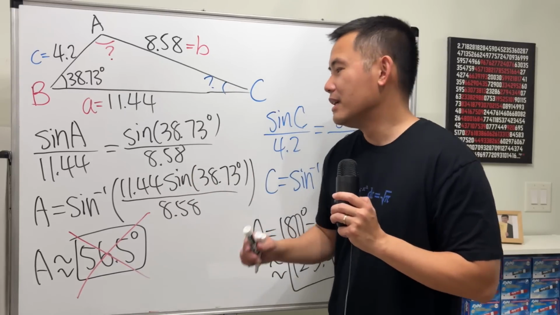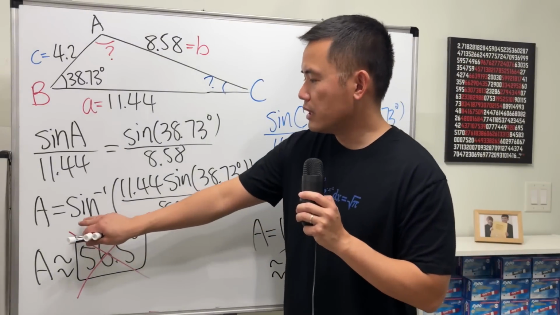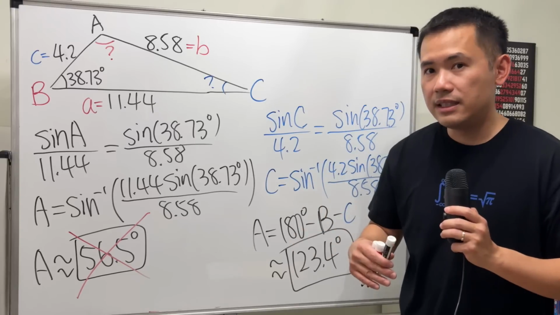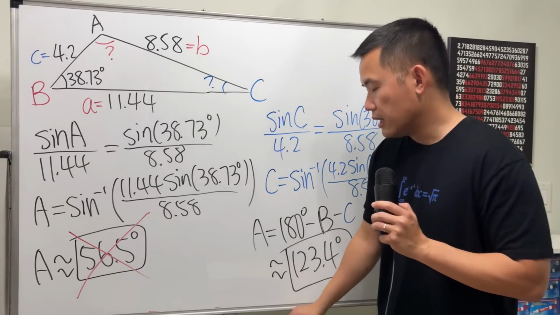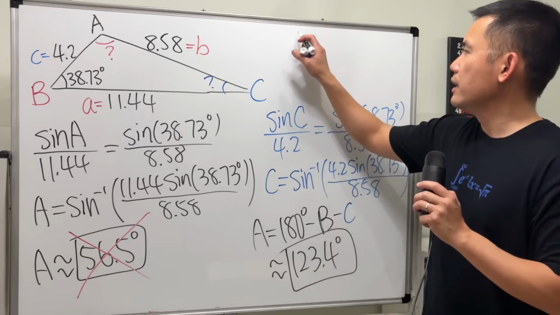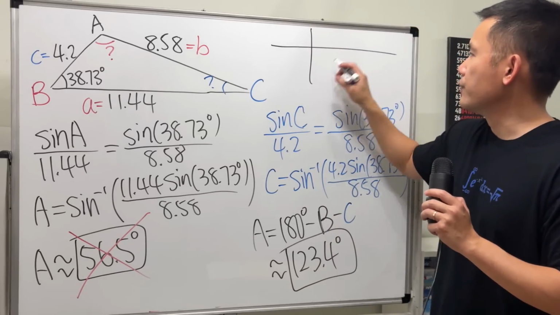Well, the answer is, unfortunately, when you use the inverse sine function, it can only give you the output from negative 90 degrees to positive 90 degrees. So this is all about the domain and also the range for the inverse sine function. And let me just give you guys a quick review for this.